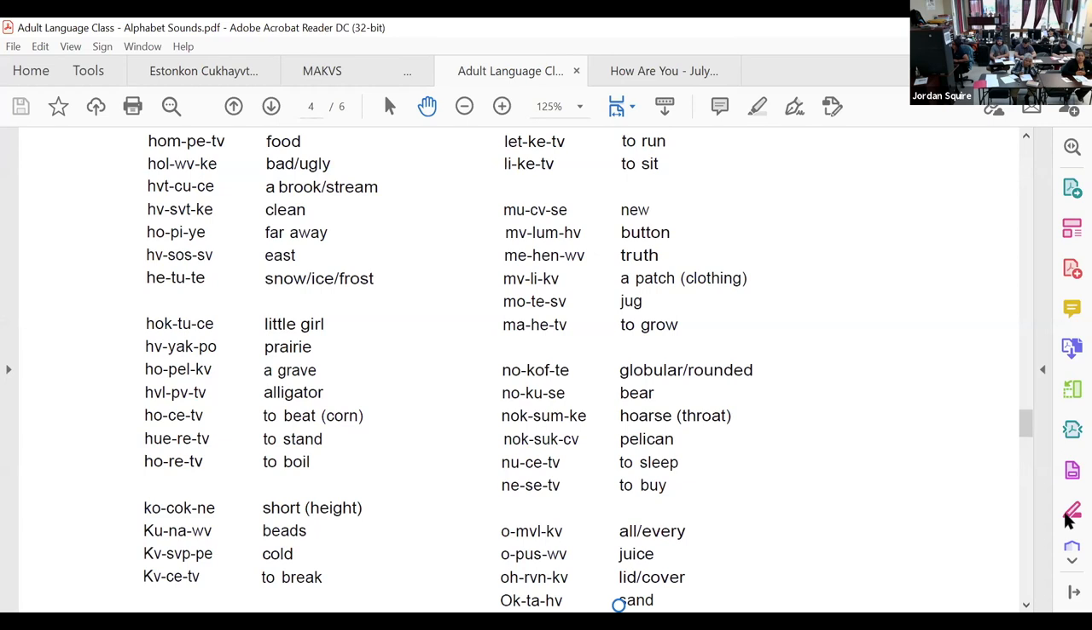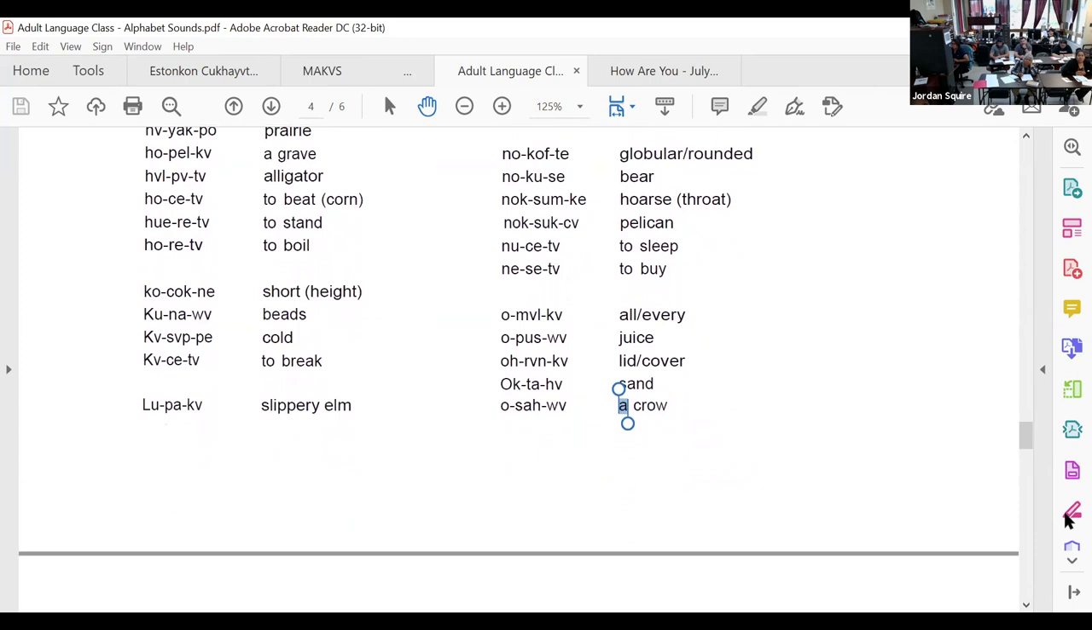Mahida. What is globular or rounded? Okay. Now I'm going to challenge that. Nogufti is like this. When you make a fist, that's nogufti. To me, globular or rounded is boluksi. Boluksi. But this is nogufti. When you make a fist, it's nogufti, okay?